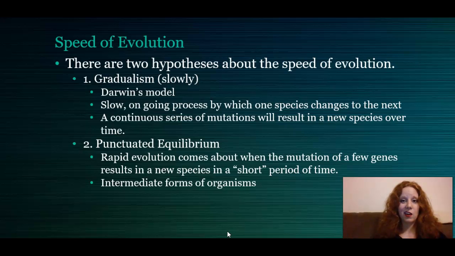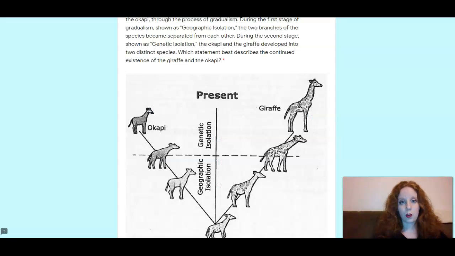So let's take that knowledge and apply it to this question. And the question one more time says, which statement best describes the continued existence of the giraffe and the okapi? The question's really asking, if they had a common ancestor and evolution was a thing, why do we have both species? Why don't we just have one? This is like dogs and wolves. If dogs evolved from wolves, we still have both.